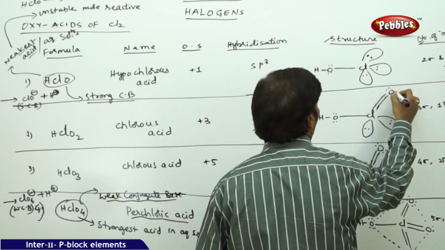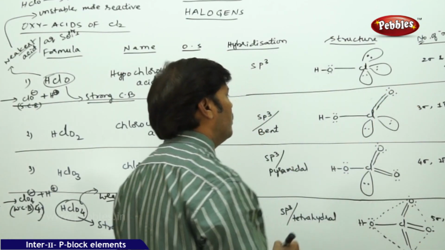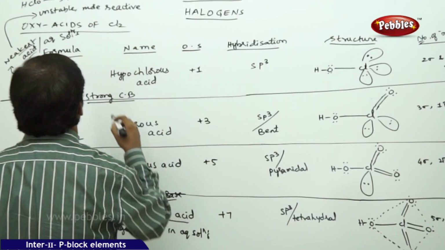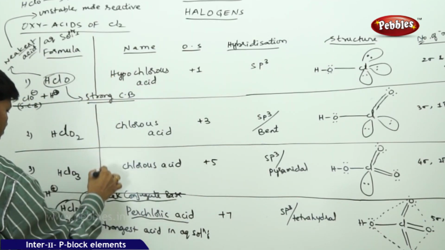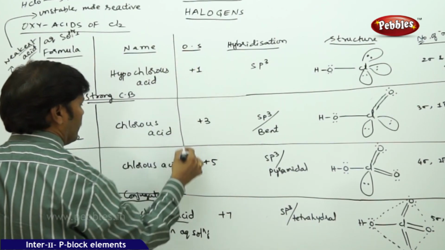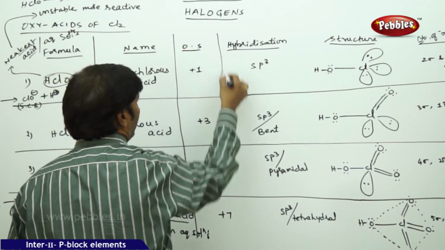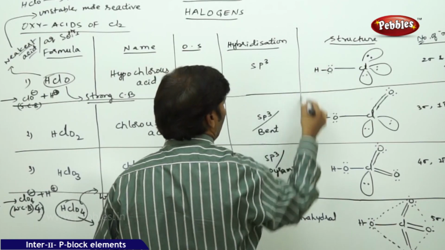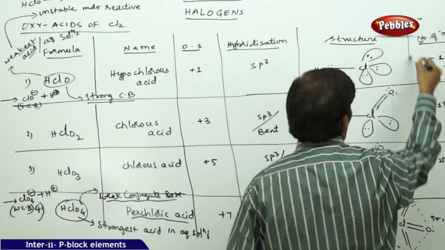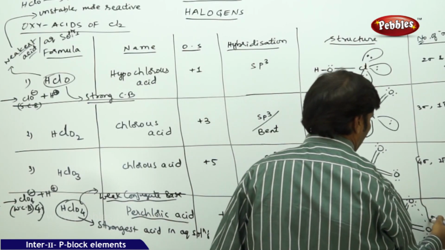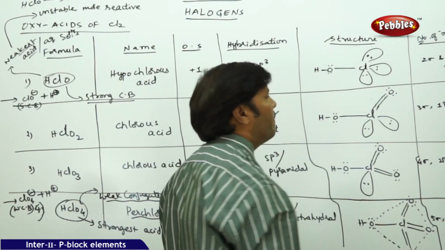Wherever you take oxygen, you are supposed to show the 2 lone pairs, and this is the complete information you can gather from the oxyacids of chlorine. So: name, then oxidation state, then hybridization, and the structure, and the number of pi bonds and also the number of sigma bonds.